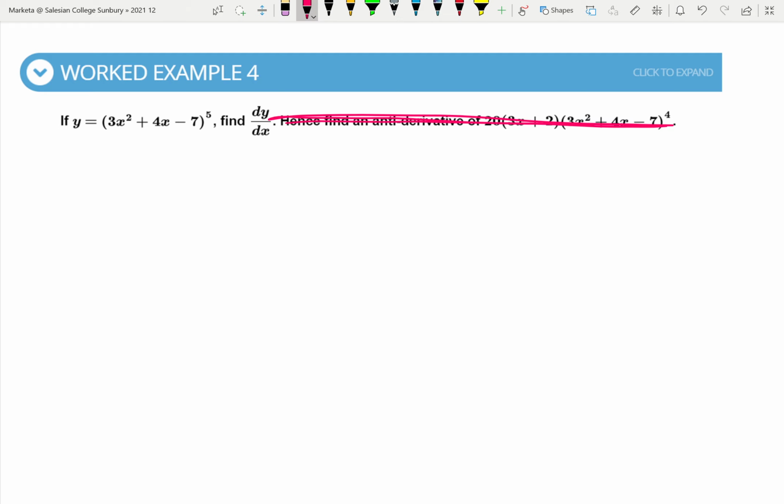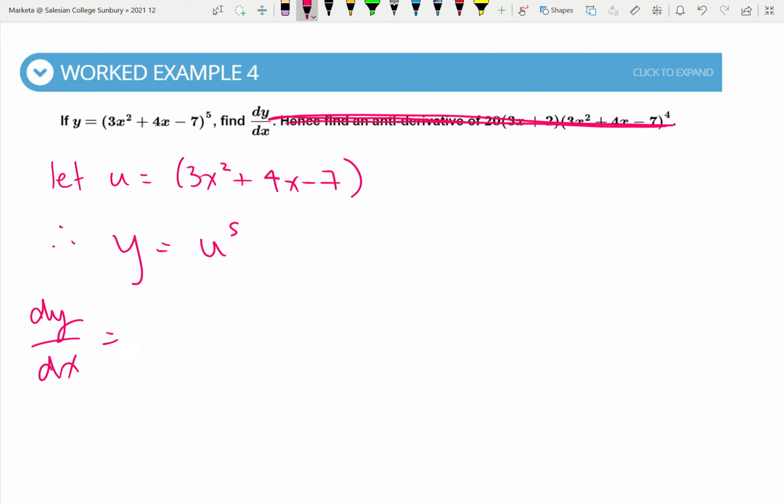Some people will leave it blank because there's just too many words there. So the first part: if y equals (3x squared plus 4x minus 7) to the 5, find dy/dx. Let's just do that on its own. Let u equal 3x squared plus 4x minus 7. Therefore, y equals u to the 5. As you can see, we're just using basic chain rule, which we always do. And we know the chain rule: dy/dx is dy/du times du/dx.